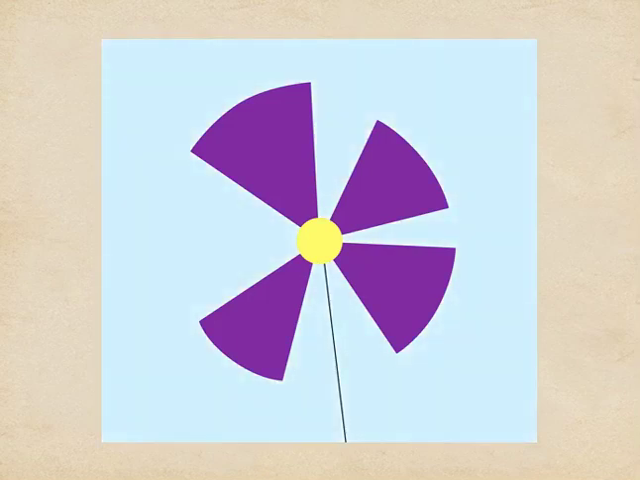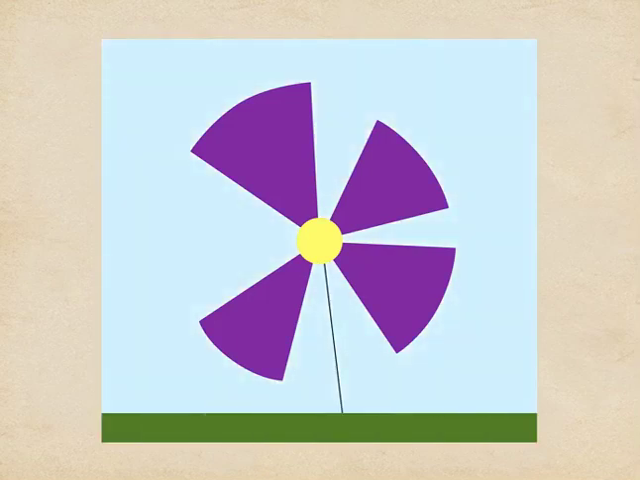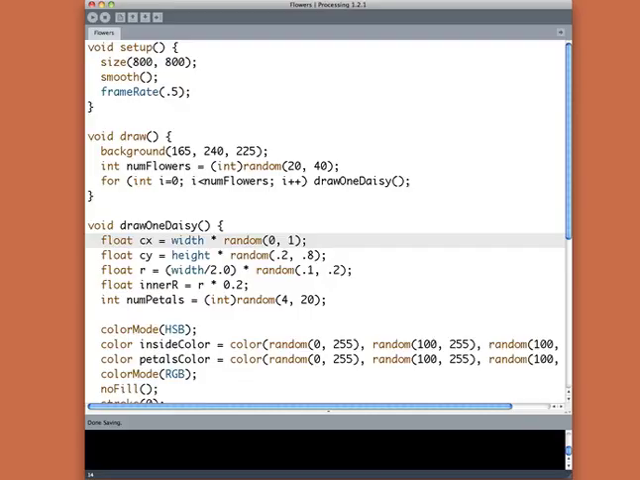If I draw it in front of a blue background and I put a little green ground on the bottom, bam, I have created one flower. If I have more petals, it's exactly the same process. Let's look at the code. Here's the code. There's not that much to it, so I'll go through it fairly quickly. It really does nothing more than what we just talked about.